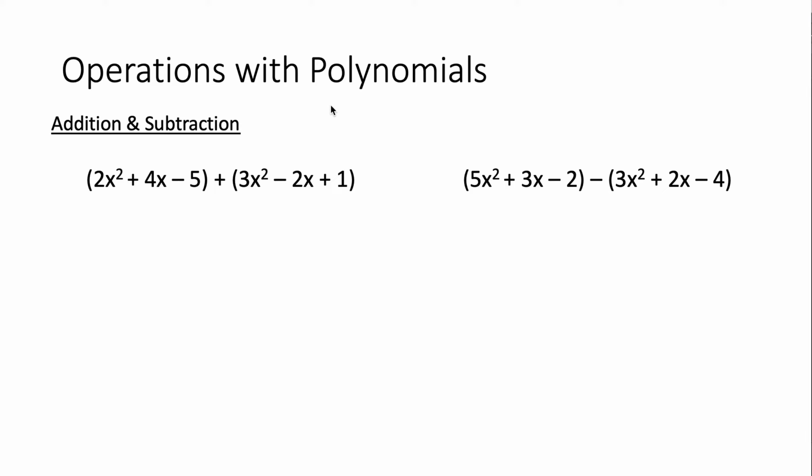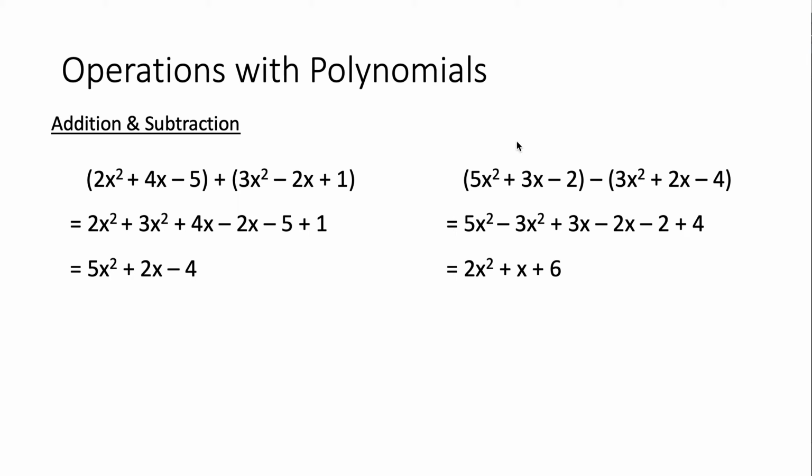Let's talk about polynomials then. So addition and subtraction, nice and simple. What you do is you group like terms. So the 2x squared here and the 3x squared here, group them together. Same the 4x and the minus 2x and the minus 5 and the plus 1, and you simplify it. Same over here. Group the like terms, but be very careful with your negative signs. And remember that minus negative means plus.